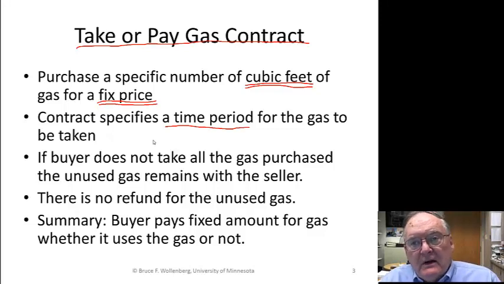The gas company now is free to sell that to anybody else or sell it to me again, but that is the gas company's. I didn't use it, and the contract said I had 24 hours. If I didn't use the gas in 24 hours, too bad. That's the way the contract is written.